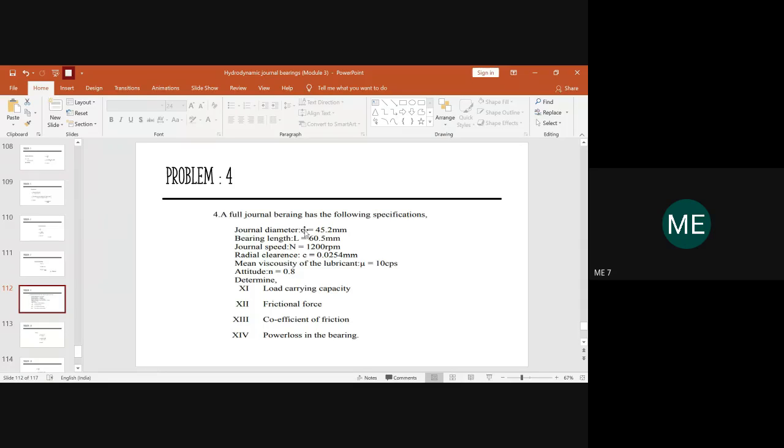We have a journal diameter equal to 45.2 mm. Bearing length is given as 60.5 mm. Journal speed again is the same, 1200 rpm. Radial clearance is given as 0.0254 mm, and mean viscosity of the lubricant is given as 10 cP, and the eccentricity ratio is again 0.8. So now based on the data, you need to calculate the values. Please calculate the load carrying capacity and tell me the answer quickly.